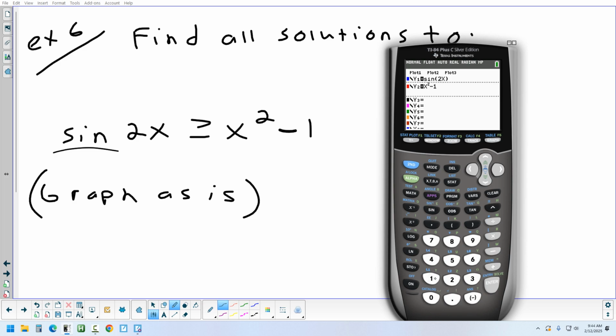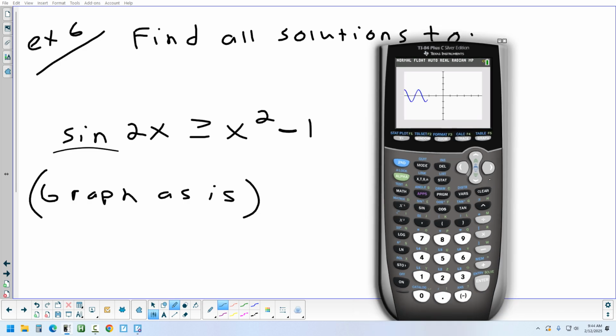So let's put that in. Let's just do zoom 7, just to show you. So there's your periodic term. That's the wave. And there's your quadratic term.